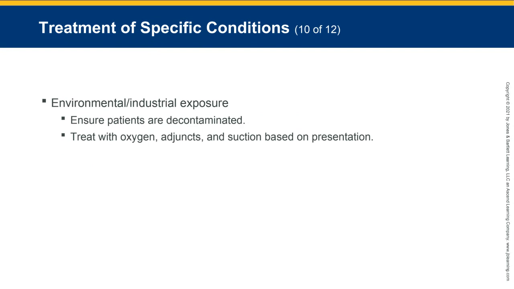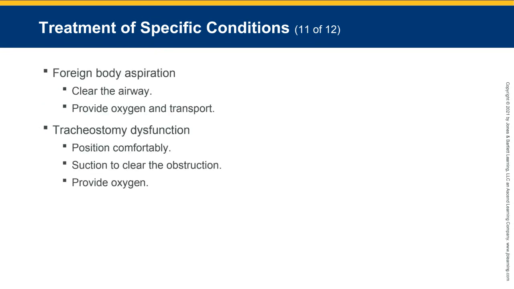For environmental and industrial exposure, ensure patients are decontaminated. Treat with oxygen, adjuncts, and suction based on the patient presentation. For foreign body airway aspiration, clear the airway, provide oxygen, and transport. For tracheostomy dysfunction, position comfortably and suction to clear the obstruction. If you're going to be suctioning a tracheostomy, it must be a sterile technique. Provide oxygen.